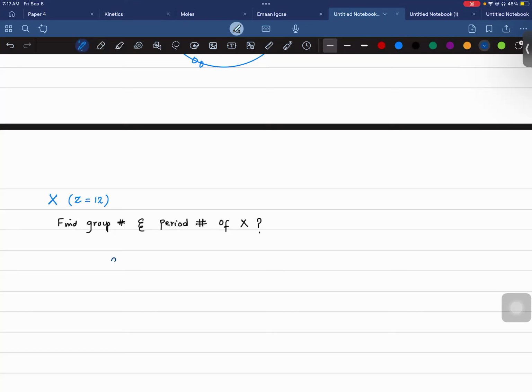You will say 2, comma 8, comma 2. I mean to say that in the first shell I have 2 electrons, in the second shell I have 8 electrons, and how many electrons are remaining? You will say 2 electrons. I would be putting 2 electrons in the third shell. Are you getting my point? Yes or no?